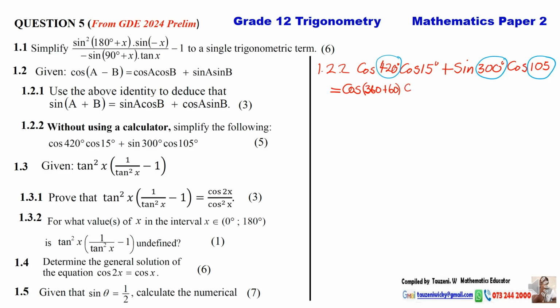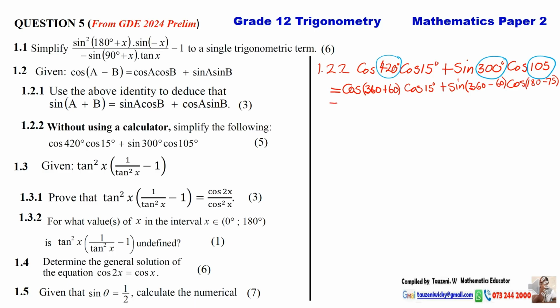Then the next angle is 15 degrees. That's fine. It is already an acute angle. And the next one, the sine of 300 degrees. We know that this one is equal to 360 degrees minus 60. That's how we can get 300. Then the last one, the cos of 105 degrees, we can express this as the cos of 180 minus 75 degrees. So this is the application of reduction formulas.